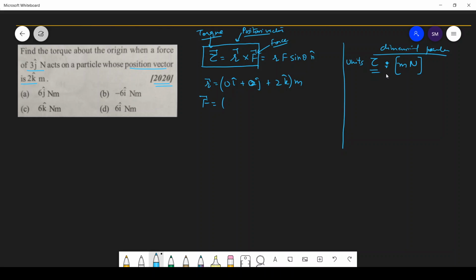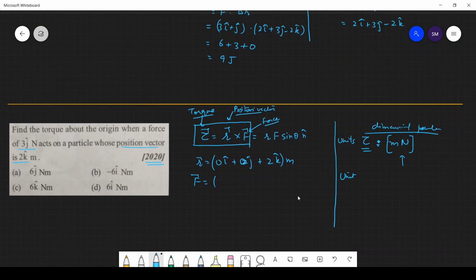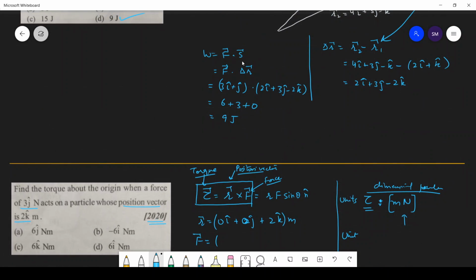Who also has the same units as torque? Newton meter. Yes, we have just done a question. What are the units of work? Units of work are newton meter. So the units of torque are also newton meter, and work is also newton meter. So see, the units are the same.